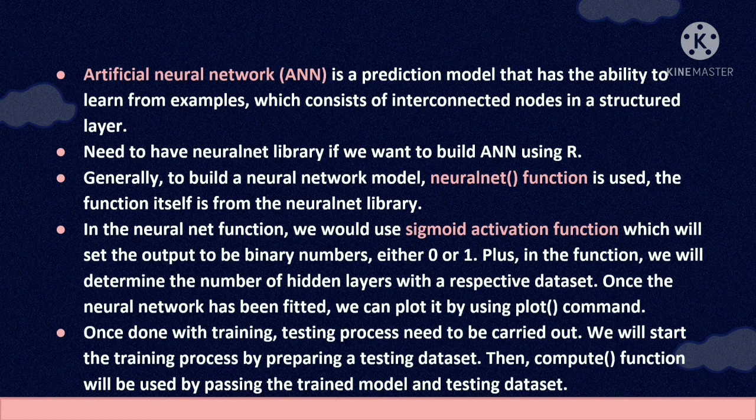For the activation function, we will use the sigmoid learning activation function, in which it will set the output to be binary numbers, so it's going to be either 0 or 1. When we use the neuralnet function, we can also determine the number of hidden layers that we want for the neural net. Once the neural net has been fit using the training data, we can plot the net by using the plot command. After done with the training, we're going to do the testing by using the compute function.